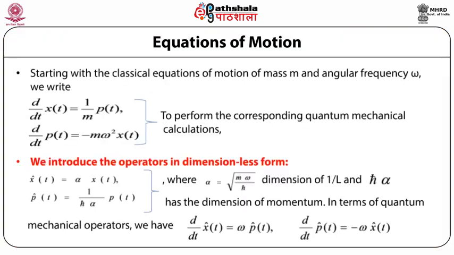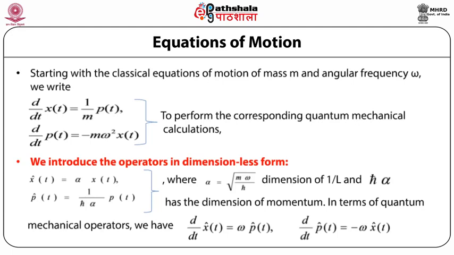Equations of motion. Starting with the classical equations of motion of mass m and angular frequency omega, we can write that the time derivative of position as a function of time is equal to 1 upon mass times the momentum as a function of time.